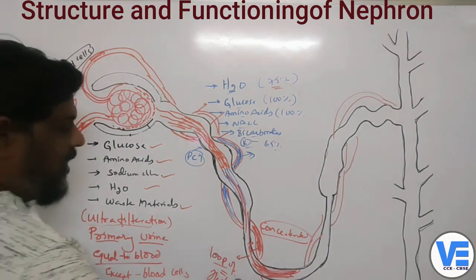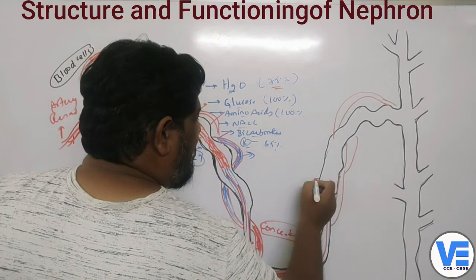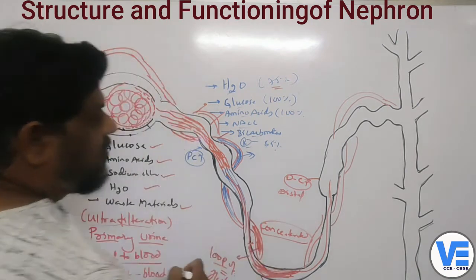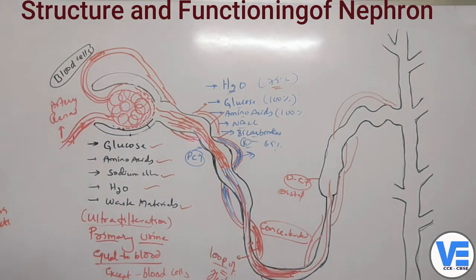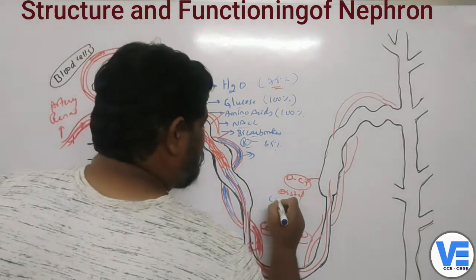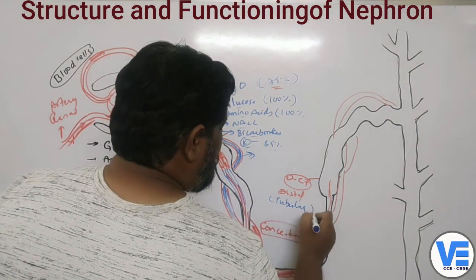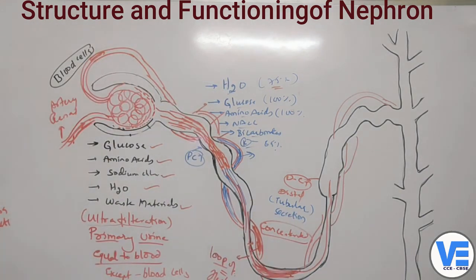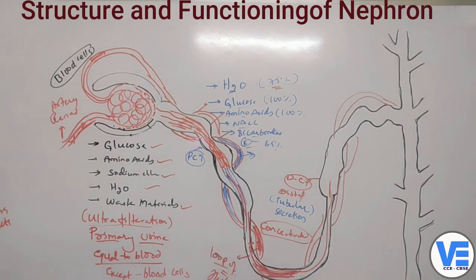After this, they enter the next part, that is the distal convoluted tubule. So what happens in the distal convoluted tubule? Here the tubular secretion will happen. In this tubular secretion, the waste products produced by the blood capillaries in the urinary tubule are removed. It ensures removal of all the waste products from the blood.